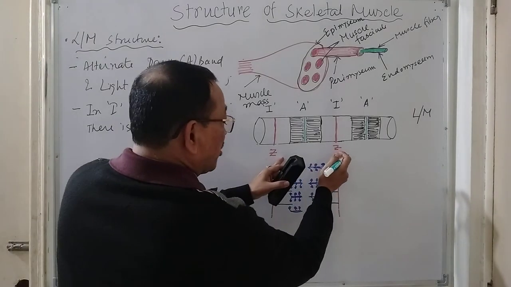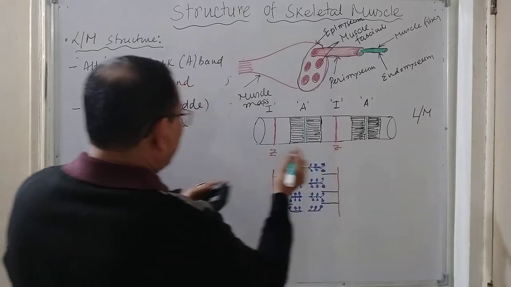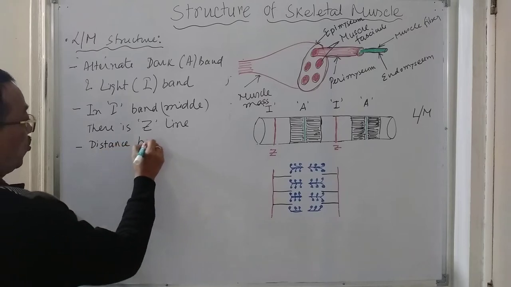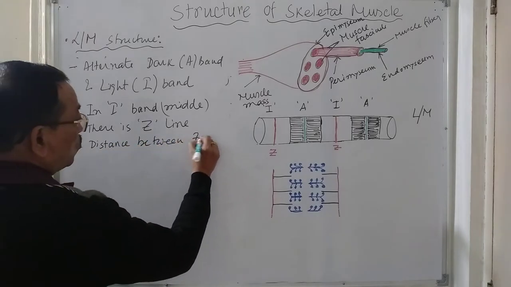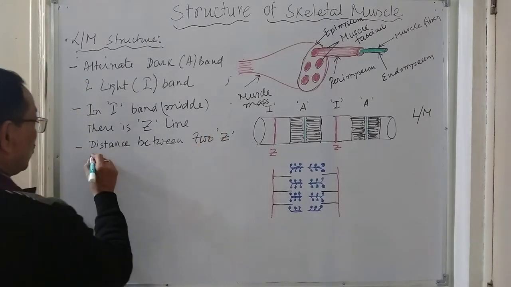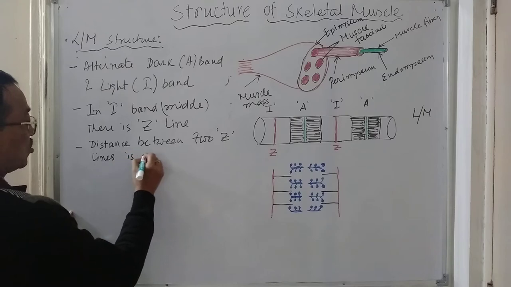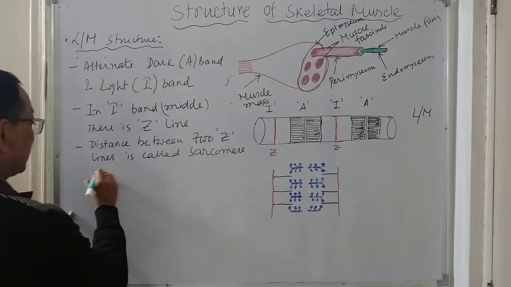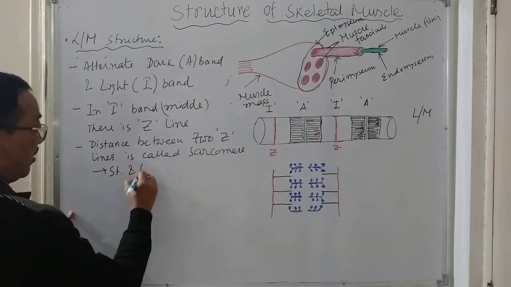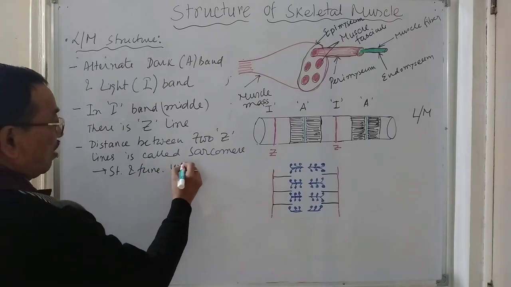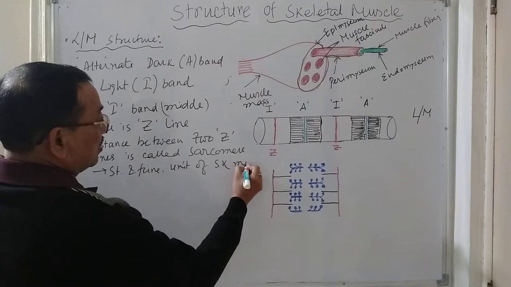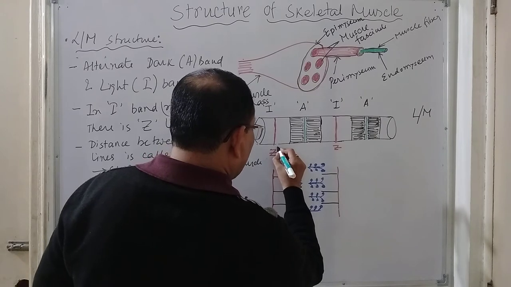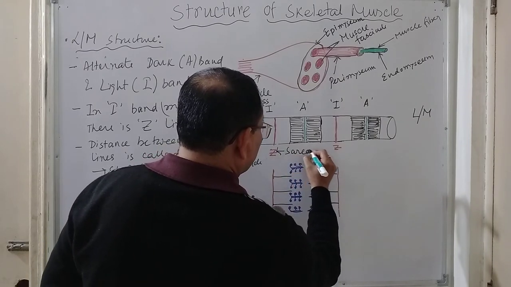The distance between two consecutive Z lines is known as a sarcomere, which is the structural and functional unit of skeletal muscle. So this distance from Z line to Z line is known as the sarcomere.